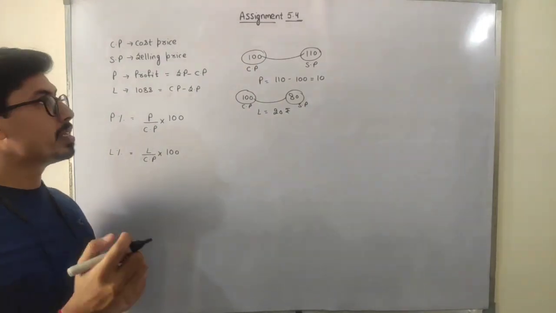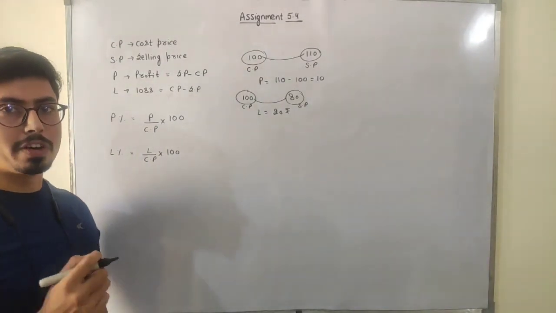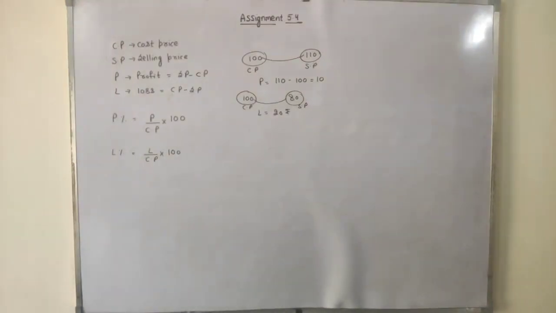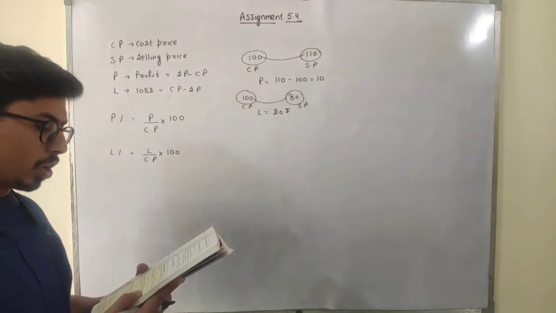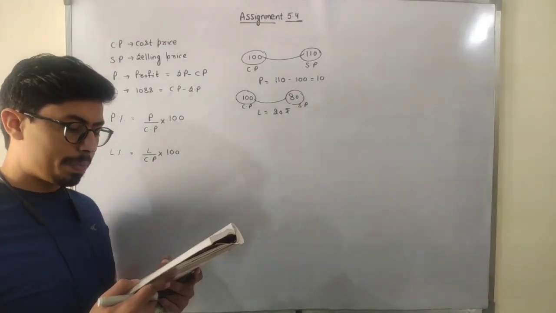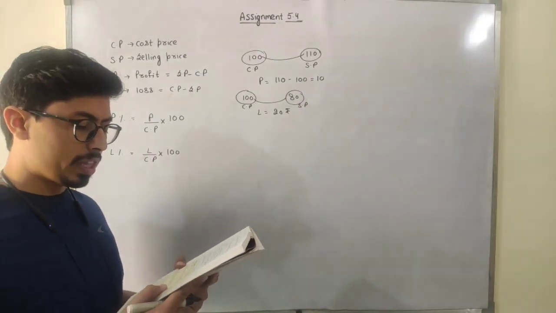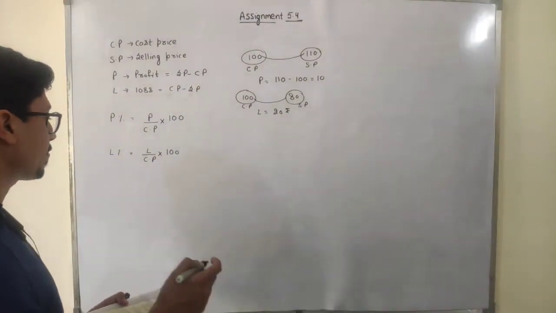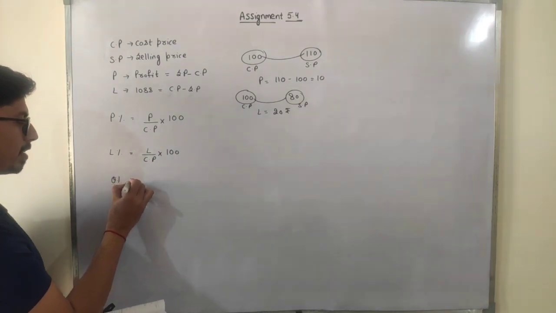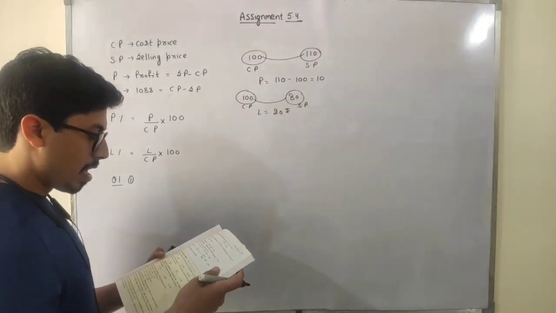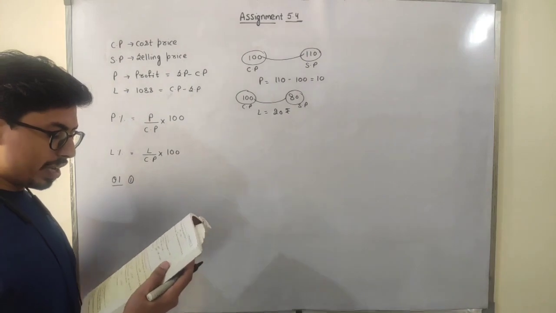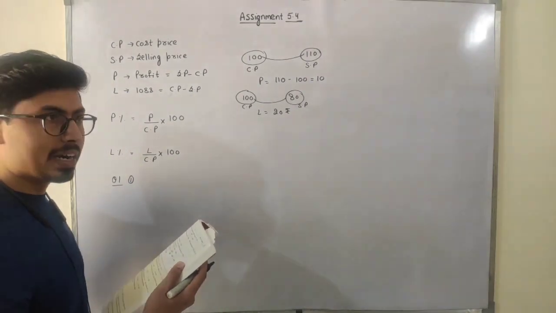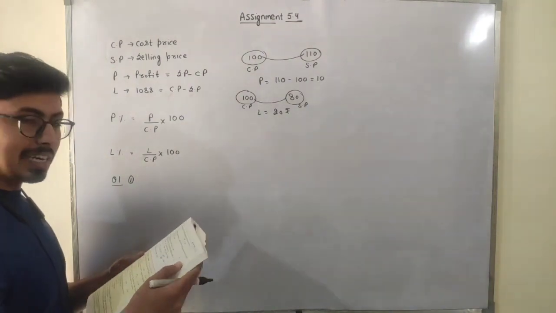Now students, let us discuss the first part of our assignment 5.4. So the first question is, a vendor bought oranges at 26 rupees per dozen, and sold them at 54 rupees 13. See, question first part. A vendor bought oranges at 26 rupees per dozen. He buys them, that means the CP.